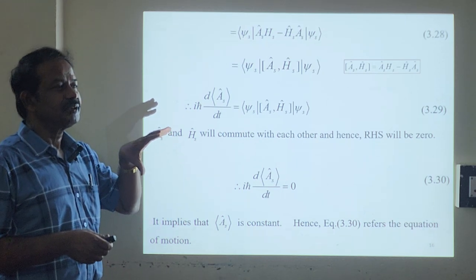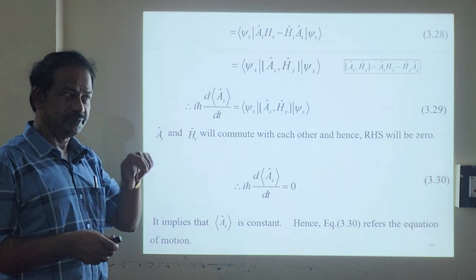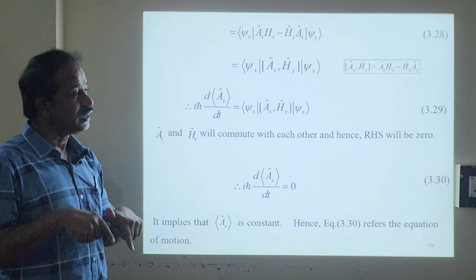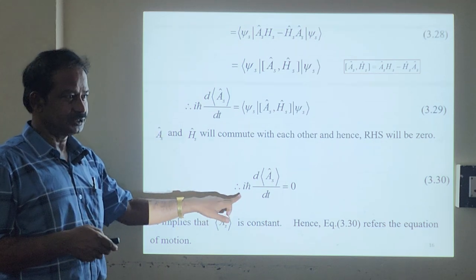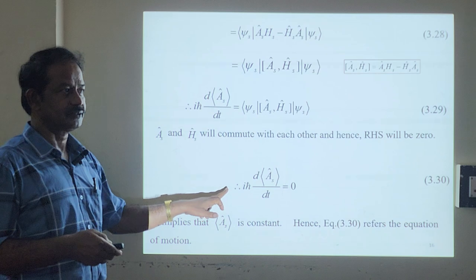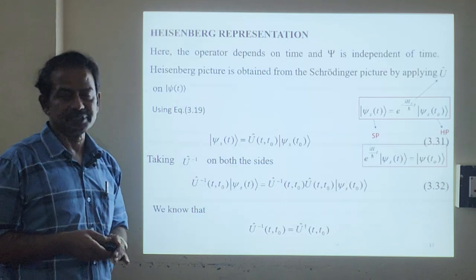Okay, so we have finished one part. That is, we have derived the equation for the wave function in the Schrödinger picture, and we have derived the equation of motion, which is given by equation 3.30. Okay. Now we'll go for the Heisenberg representation.